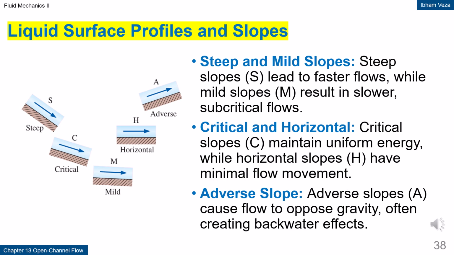Liquid surface profiles and slopes. The water surface profile is strongly influenced by the channel bed slope. On steep slopes, the flow tends to be faster and often becomes supercritical. On mild slopes, the flow is usually slower and subcritical. The critical slope represents the boundary condition between the two regimes, while an adverse slope can produce backwater effects. This classification helps predict the shape of water surface profiles in practice.